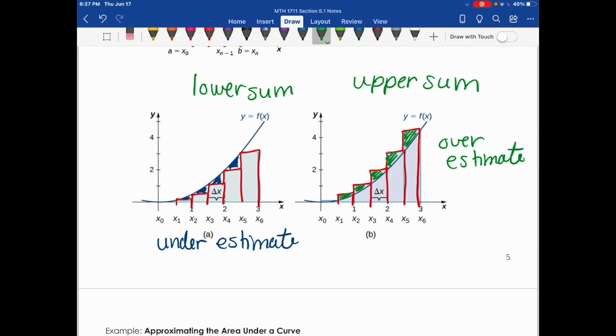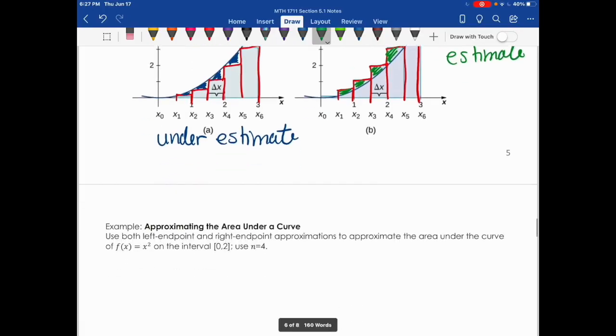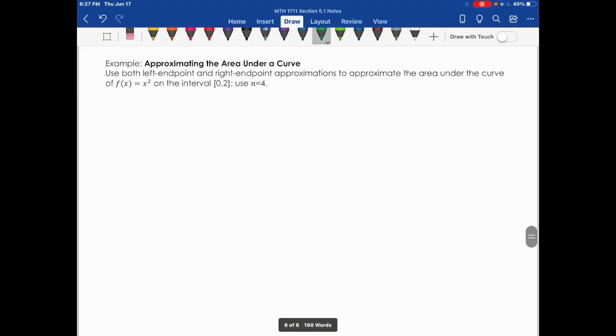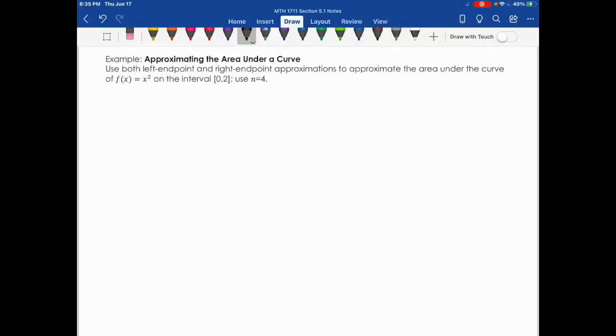And the upper sum is when the rectangles come up over the curve and you're going to get an overestimate because you have some extra space in those rectangles that you're counting in the area. Now let's walk through an example on how we can approximate the area under a curve.